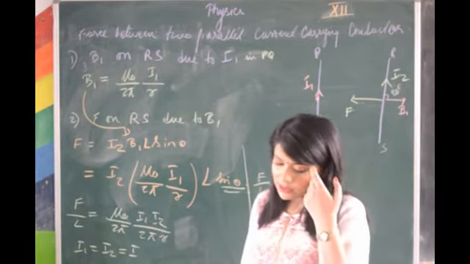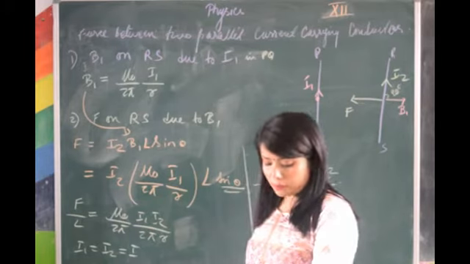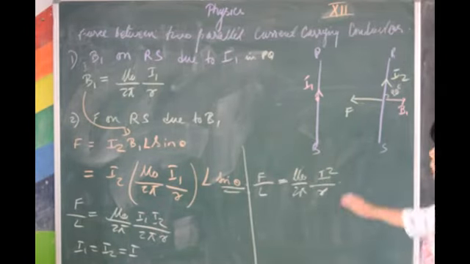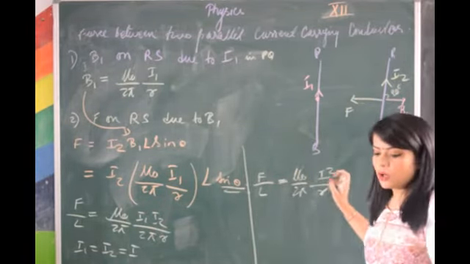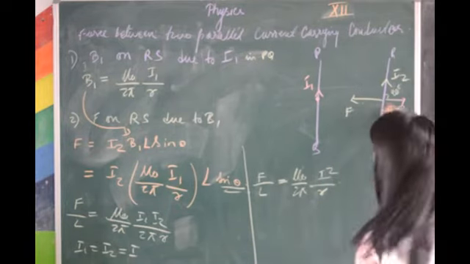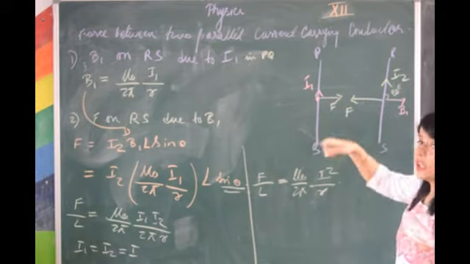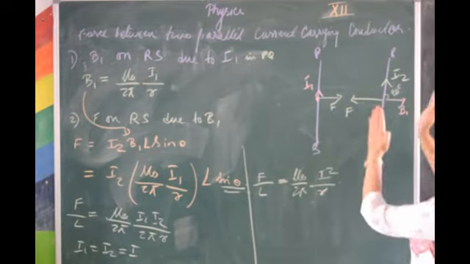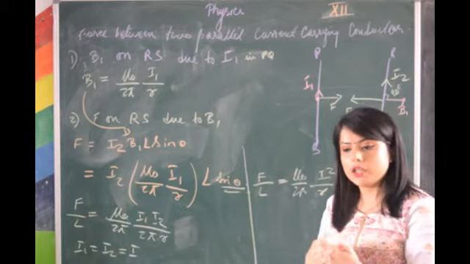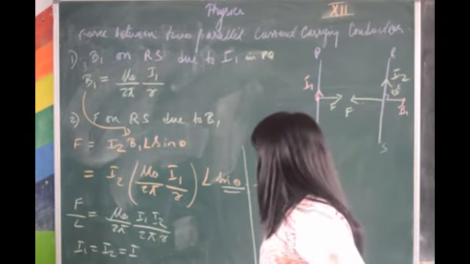Now by using Fleming's left-hand rule, the force on PQ by RS will also be towards PQ. The force will be like this. The force due to this will also be like this. This I have already discussed: if currents are moving in the same direction, the force will be towards each other. So this is the amount of force.